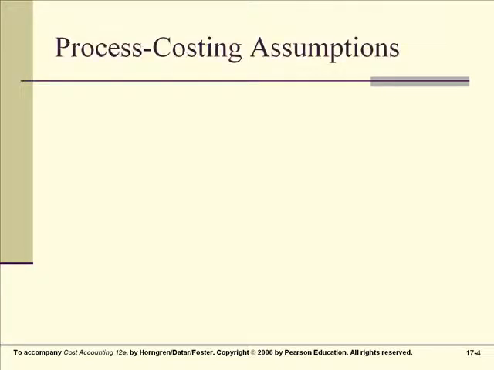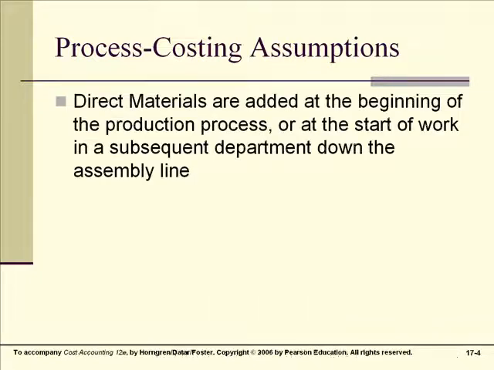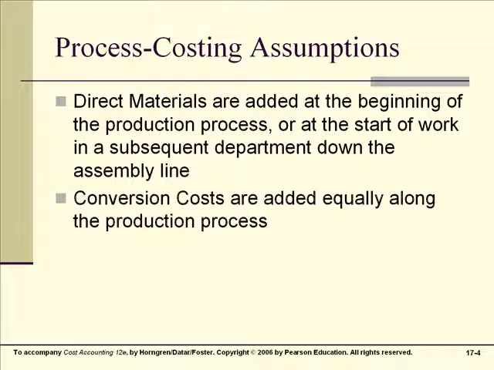Now, there's a couple assumptions associated with process costing. First, direct materials are added at the beginning of the production process or at the start of work in a subsequent department down the assembly line. Another assumption is that conversion costs are added equally along the production process.